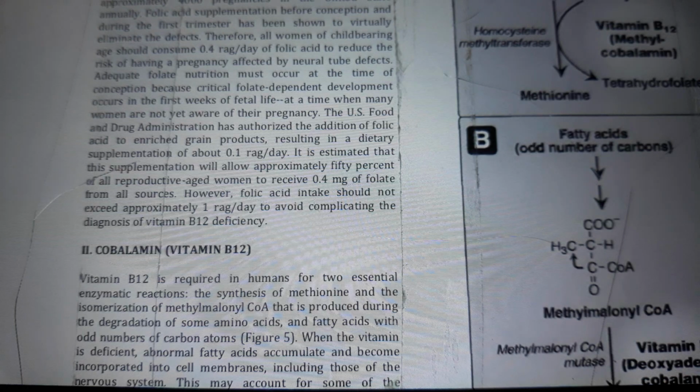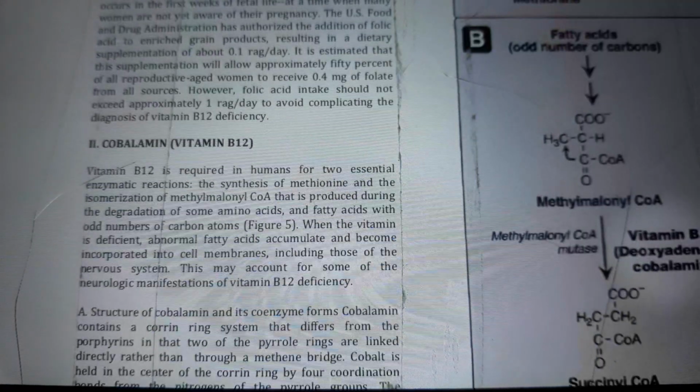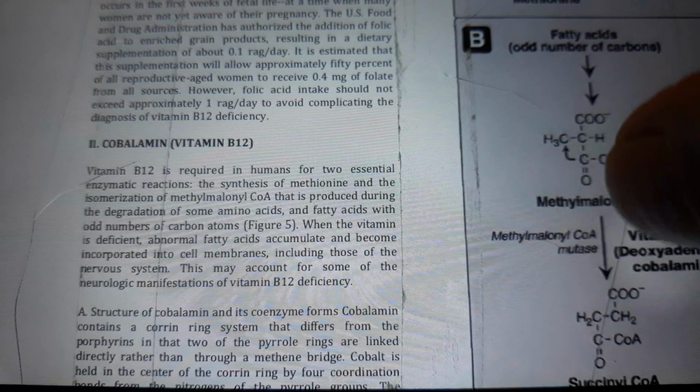The U.S. Food and Drug Administration has authorized the addition of folic acid to enriched grain products, resulting in a dietary supplementation of about 0.1 milligram per day. It is estimated that this supplement will allow approximately 50% of all reproductive age women to receive 0.4 milligrams of folate from all sources. However, folic acid intake should not exceed approximately 1 milligram per day to avoid complicating the diagnosis of vitamin B12 deficiency.